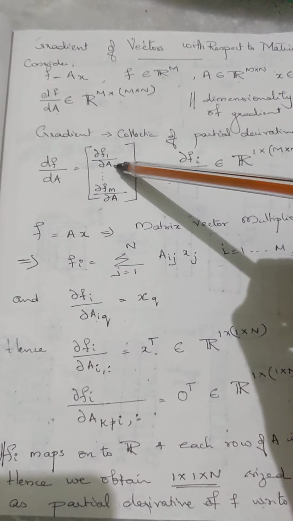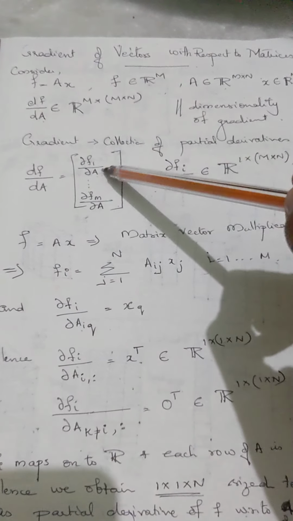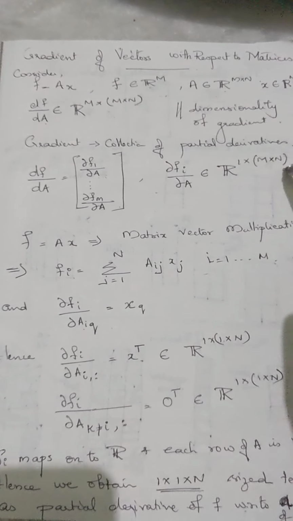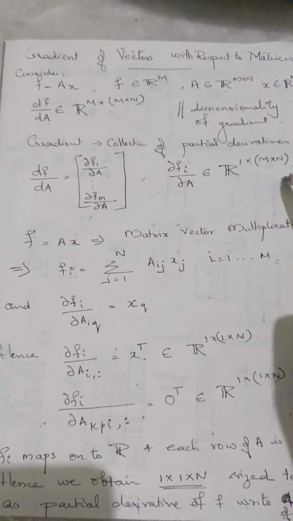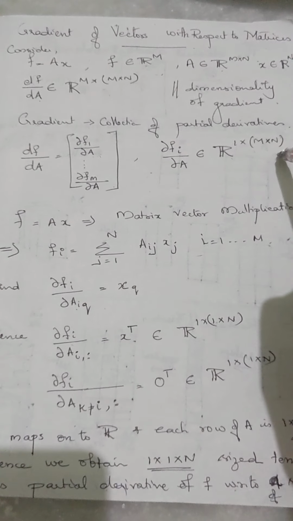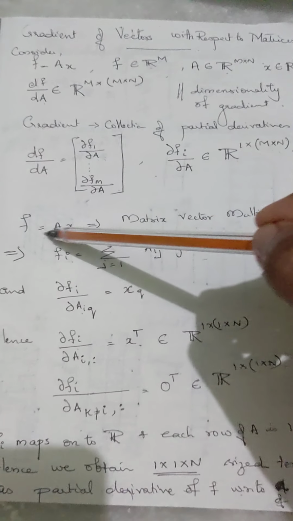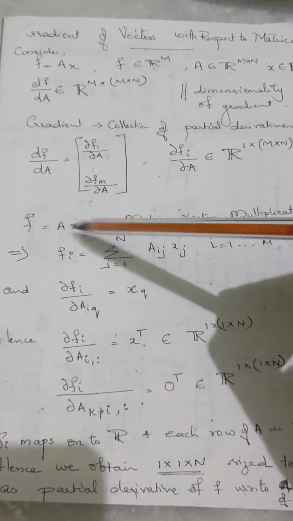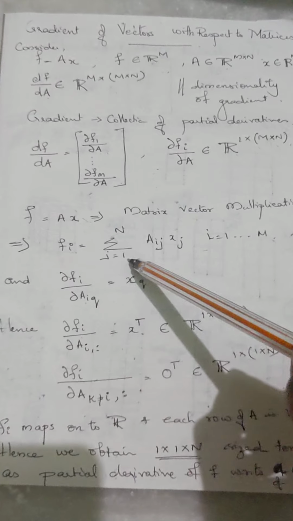And what is that A? A will be a matrix. So in that case, a particular function's derivative, that is del f1 by del A, will be a single row with m by n columns. It belongs to the real numbers. Again, it will be a matrix with a single row and m by n columns. And f is equal to Ax, which is a multiplication.